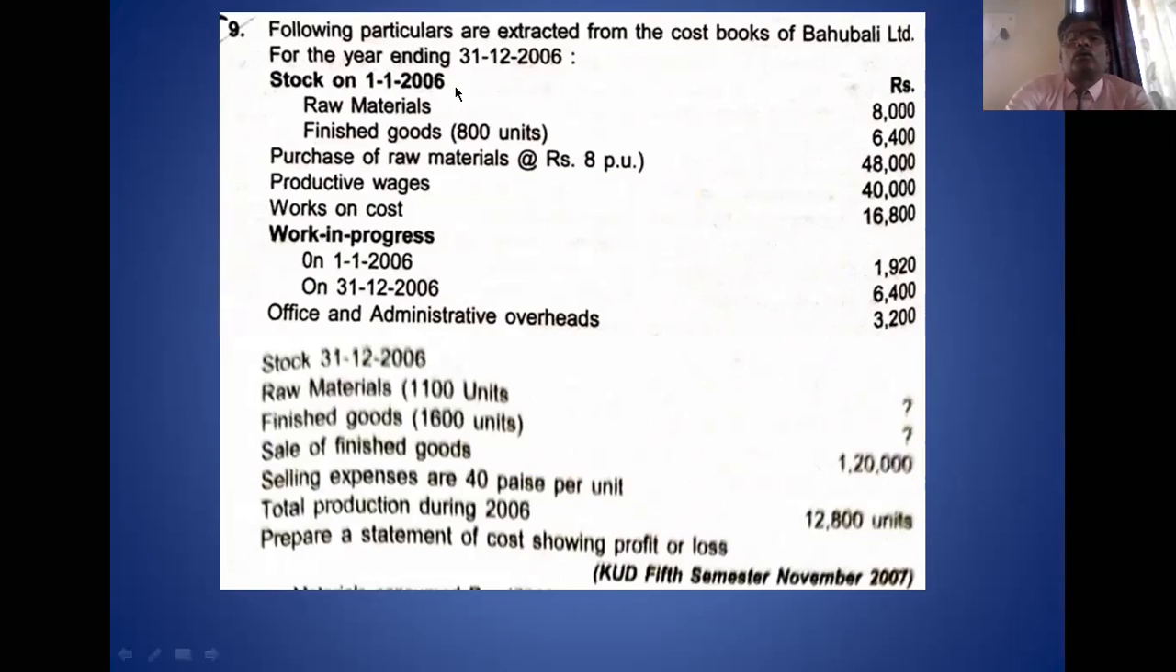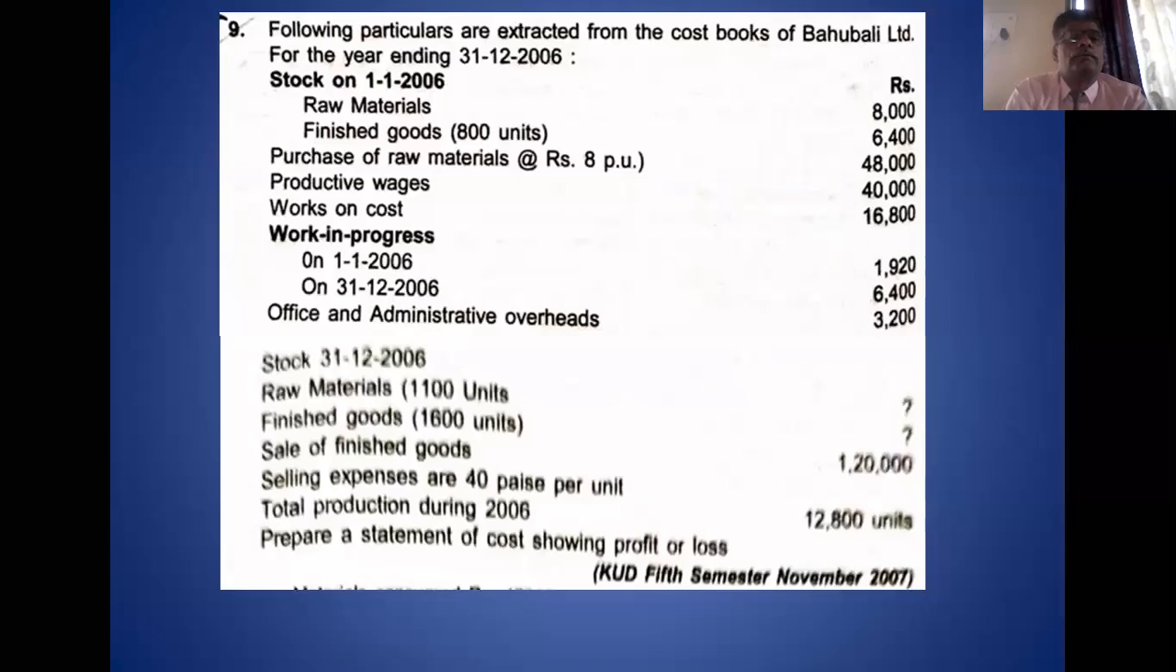Stock on 1/1/2006 is the opening stock. Raw material is 8,000. Finished goods is 800 units, value is 6,400. Raw material is purchased at the rate of 8 rupees per unit. Its value is 48,000.